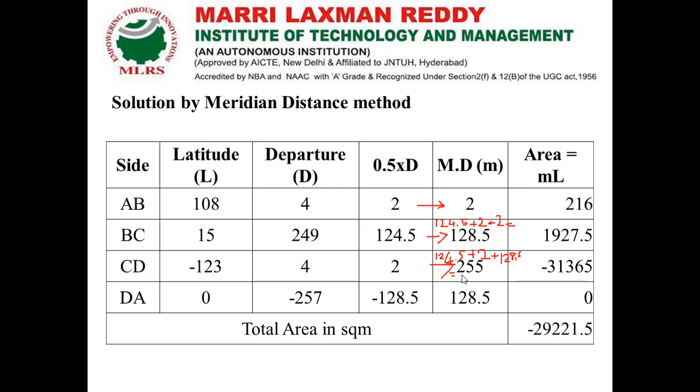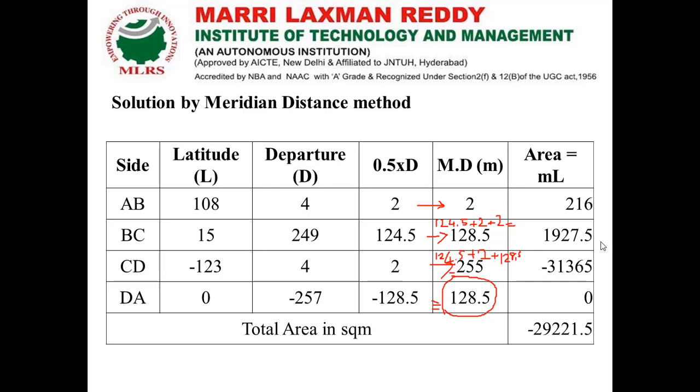Now for the line DA, this is the last line. We don't have the preceding line and the next line connectivity, so we take the values as they are, in the half of the departures. We have to take this one as positive. Now the area is the meridian distance M into latitude. So 2 into 108 equals 216.